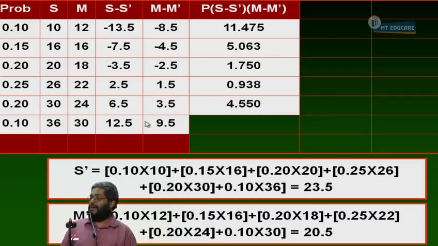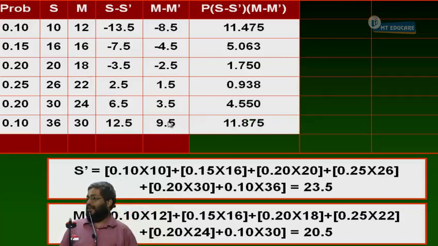0.1 into 12.5 into 9.5 is equal to how much? It is 11.875. Getting it or not? Don't look at the slide and tell here. Tell first and then put the slide. 11.875. Okay. Don't read like a news reader.